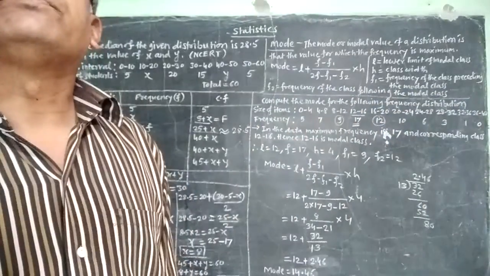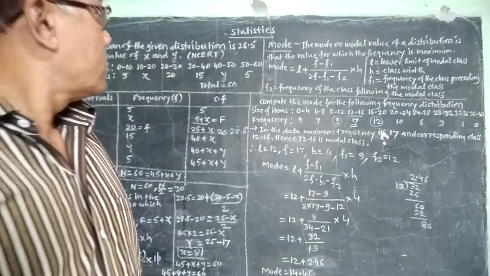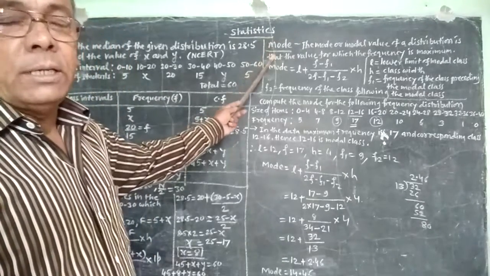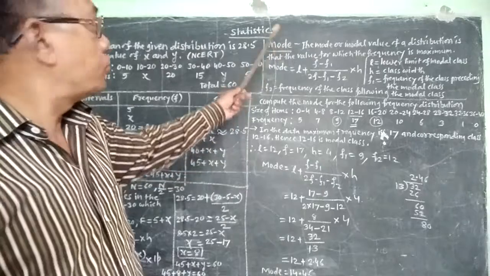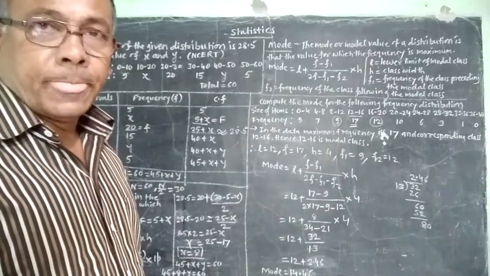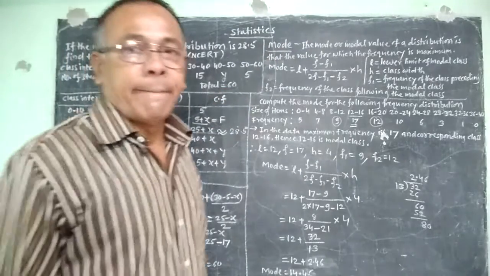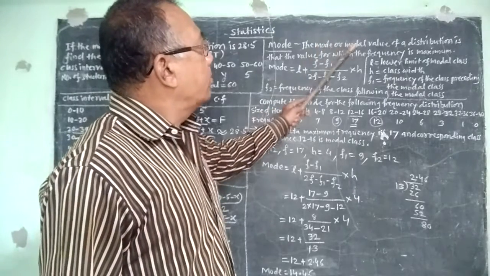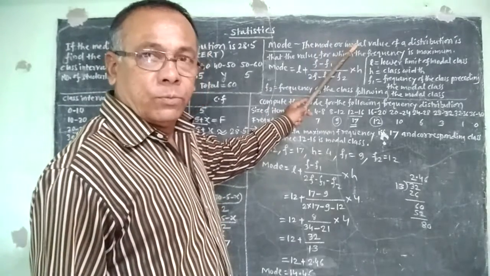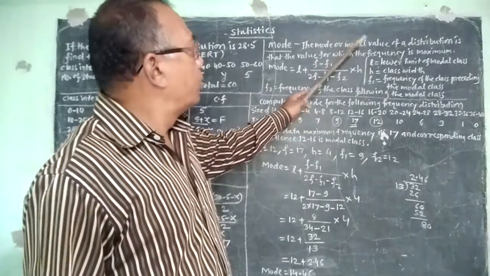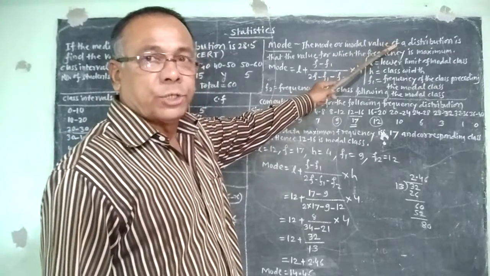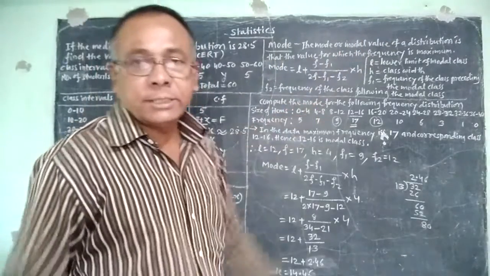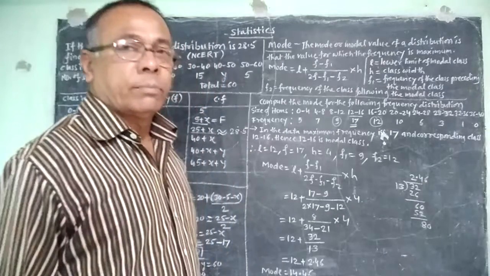Now here we will see the next point of this topic, that is mode. First of all, we will see the definition of the mode. The mode, or the modal value, of a distribution is the value for which the frequency is maximum.